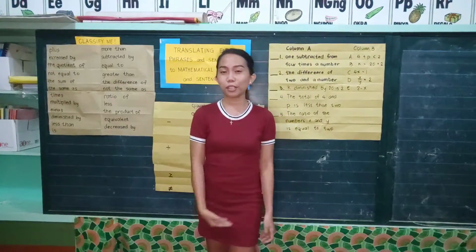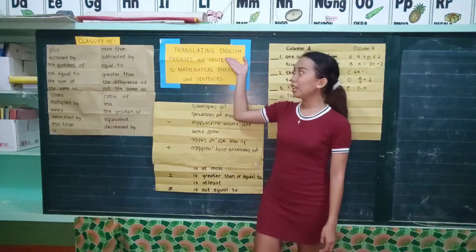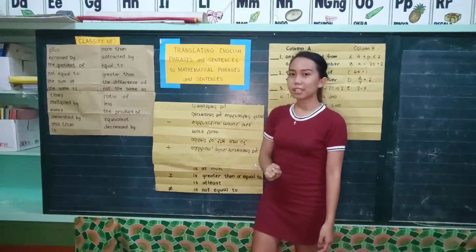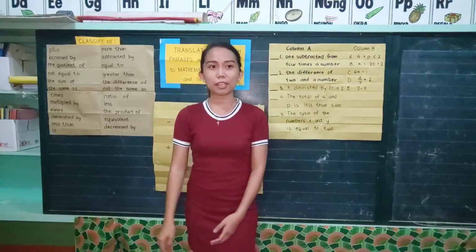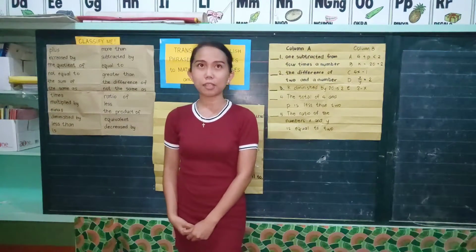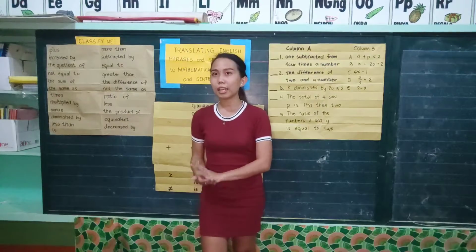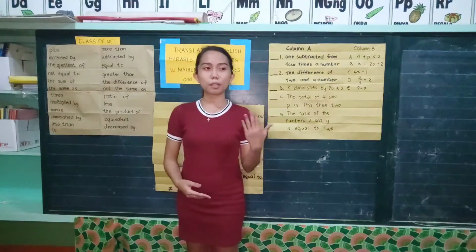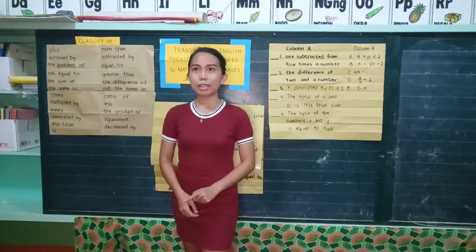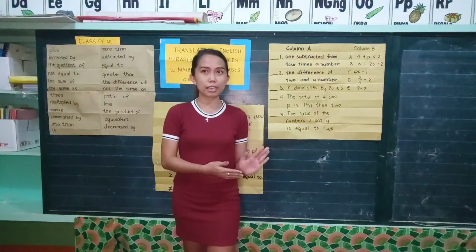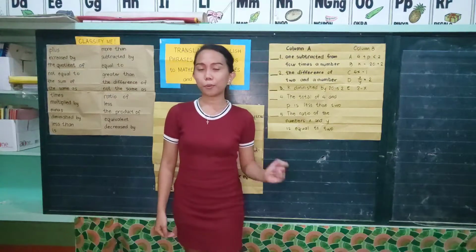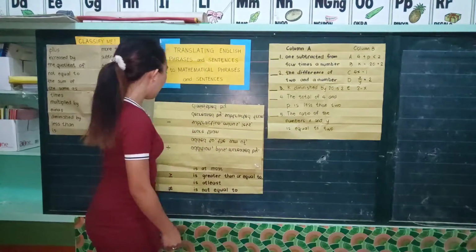So our lesson for today is translating English phrases and sentences to mathematical phrases and sentences. At the end of this lesson, you are expected to classify the mathematical terms that correspond to the mathematical symbols. And you can also translate the English phrases and sentences into mathematical phrases and sentences, and vice versa. And lastly, you can give importance to translating English phrases and sentences to mathematical phrases and sentences in solving real-life problems.